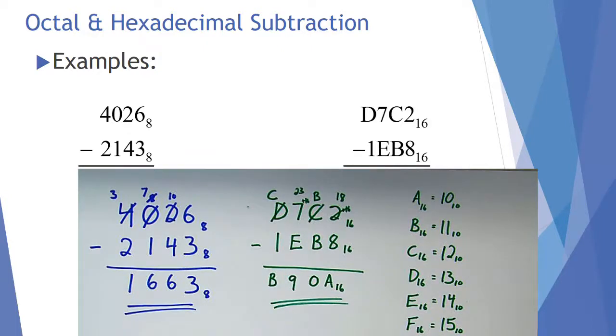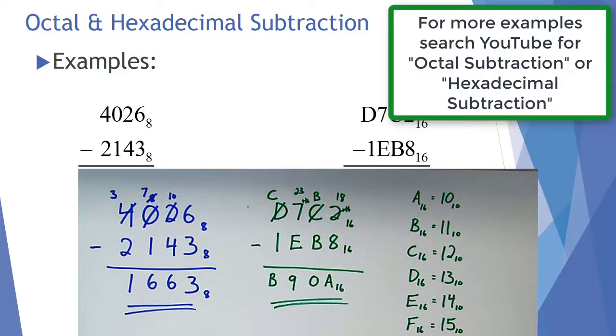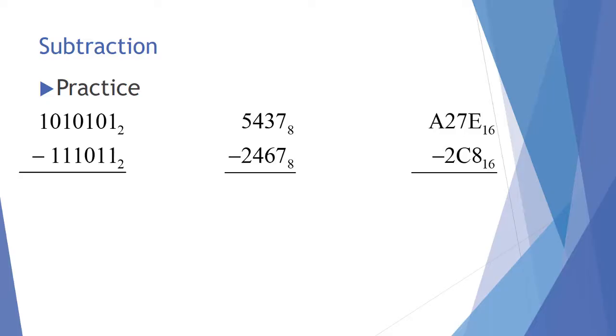Okay, if you got those, great job. If not, go ahead and watch those again. But you can also do a YouTube search for octal subtraction or hexadecimal subtraction, and you'll find more examples by many other YouTube posters. Okay, let's wrap up this lesson. There's 3 subtraction problems to do, a binary, an octal, and a hex. Go ahead and perform each of those subtractions and unpause when you want to see if your answers are correct.